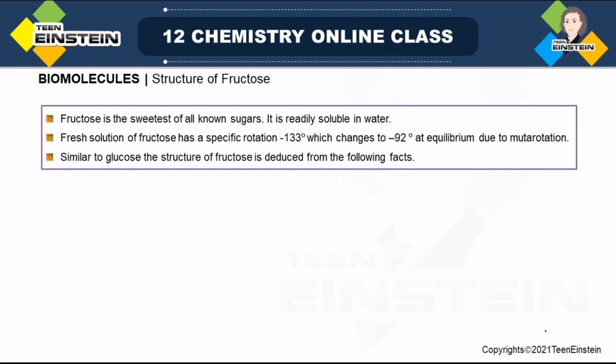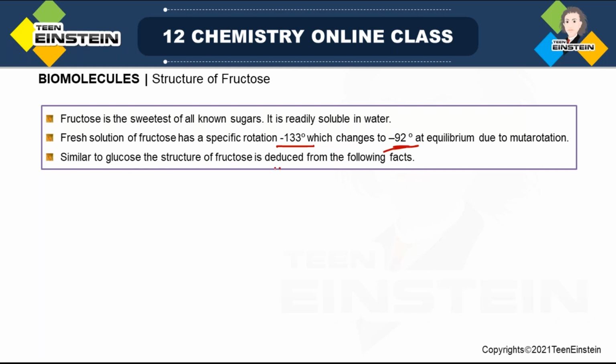So fructose is the sweetest of all known sugars, readily soluble in water. Look at the specific rotation value now, minus 133 degrees. So it is now negative, it is levorotatory. And when it undergoes mutarotation, just like glucose, where you have seen alpha form 112, beta form 18.7, and after equilibrium, that is mutarotation, it has a value of 53. Just like that, the specific rotation changes from minus 133 to minus 92 degrees when it is at mutarotation equilibrium.